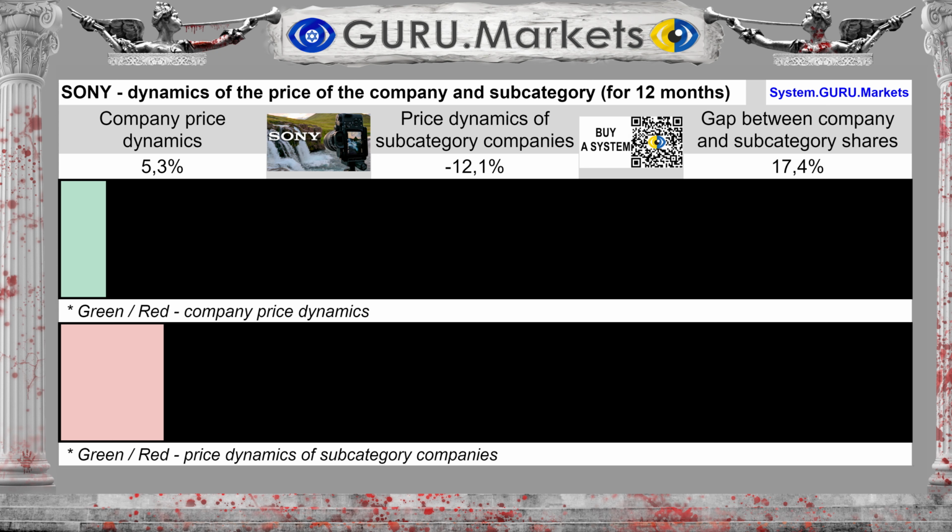Comparing the movement of the company's stock price Sony Group Corporation ADR and subcategory shares, we see that over the last 12 months the shares of Sony Group Corporation showed a change of 5.3%, against price changes in the subcategory of minus 12.1%. This definitely doesn't mean anything, but you need to take note of this fact.